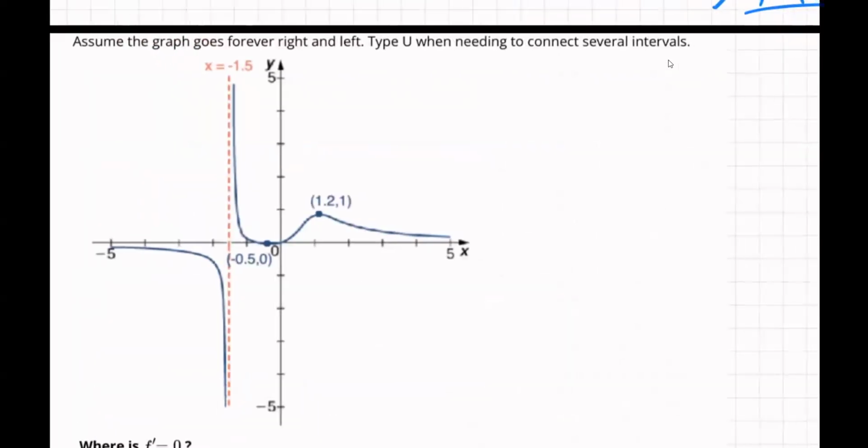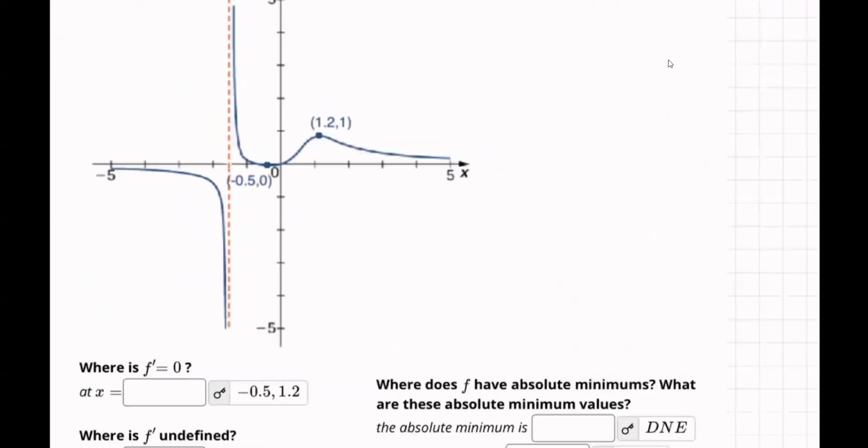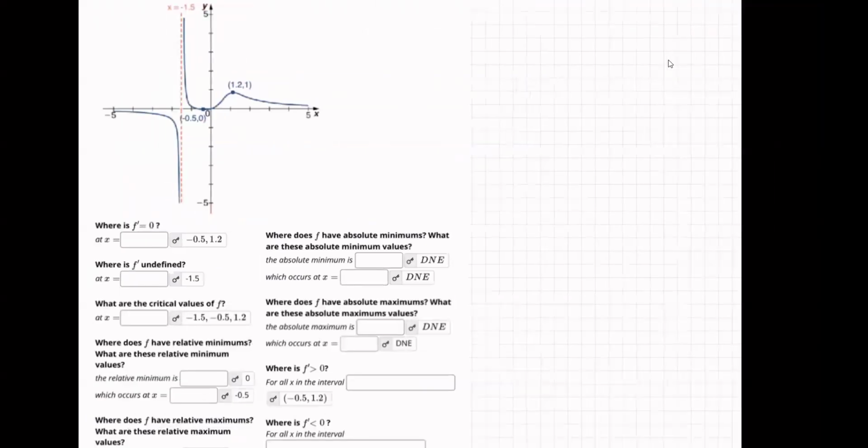Okay, so on this one, we have this graph here. It says, assume the graph goes forever left and right, type U to connect intervals. It asks us a bunch of questions. First off, where's f prime equal to 0? So remember, f prime is slope. So they're saying, where's the slope equal to 0? Meaning, where's the graph flat, right?